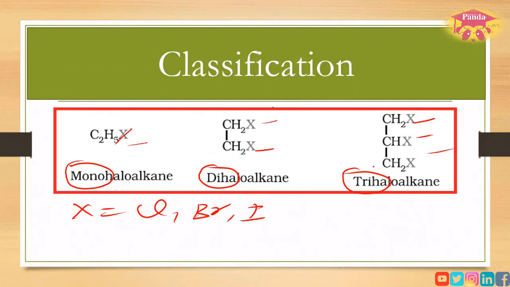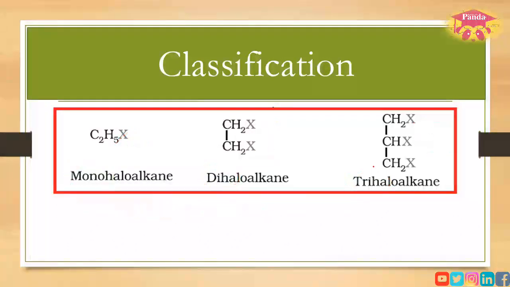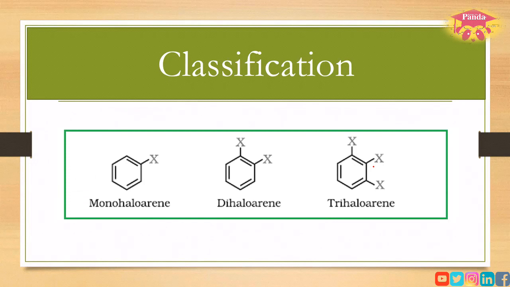Now next is haloarenes. In this compound a benzene ring is present. The classification is the same, based on the number of halogen atoms. It has only one halogen atom in the first one, monohaloarene. Di has two and tri has three. So mono, di and trihaloarenes are classified on the basis of 1, 2 and 3 halogen atoms.